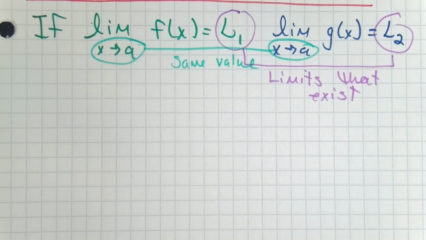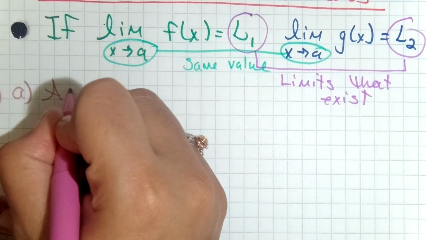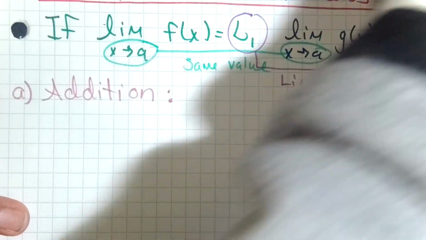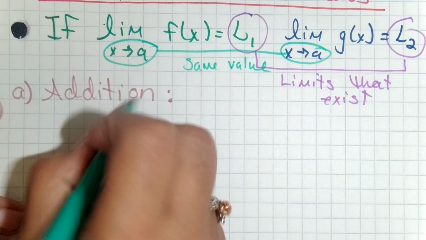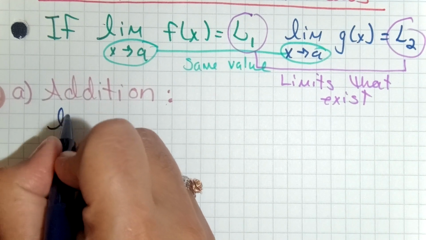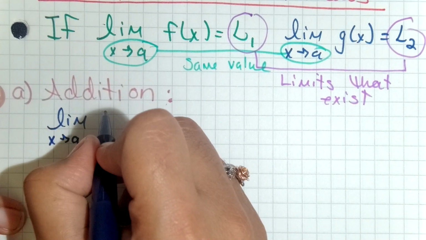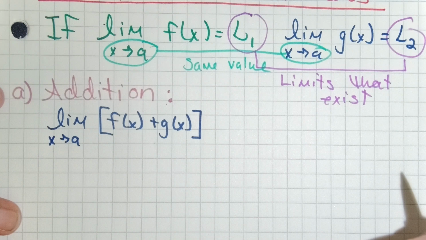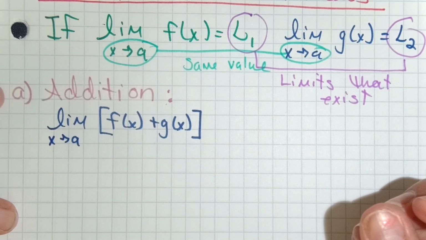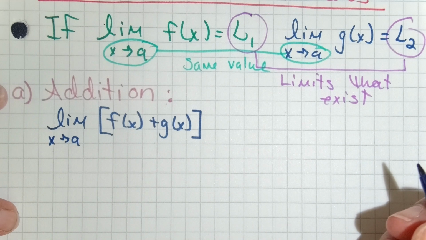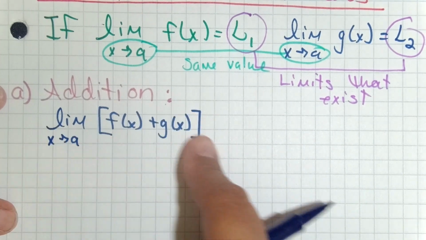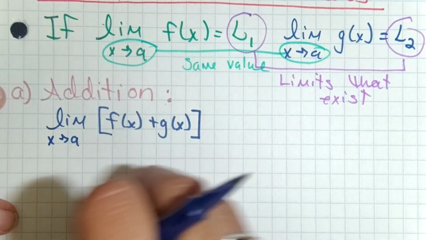Okay. So, limit 1 is the addition rule. The addition rule says if I have the limit as x approaches a of f of x plus g of x, then I can find those limits separately and add them together. I can find the limits separately and add them together. This will come in handy a lot. When you get to level 3 and 4, this is going to come in handy. Okay, splitting them up makes it easier.